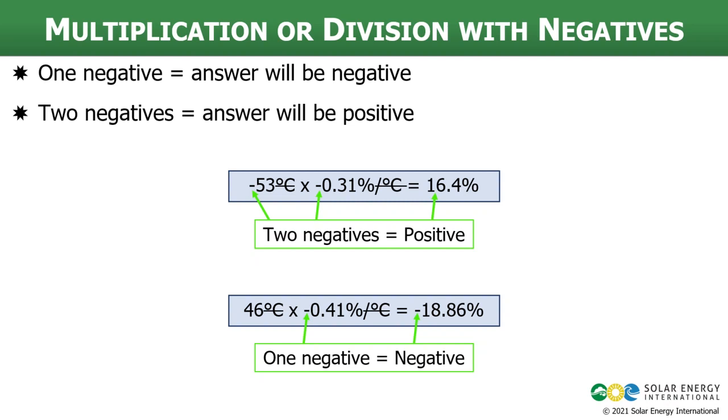The key here, again, two negatives are going to equal positive, one negative is going to equal a negative answer. And this is really important when we get into the voltage calculations, because if it's a positive, we're increasing the voltage. If it's a negative percent, we're going to be decreasing the voltage. And if we don't get that positive or negative number right, we're going to be going in the wrong direction.